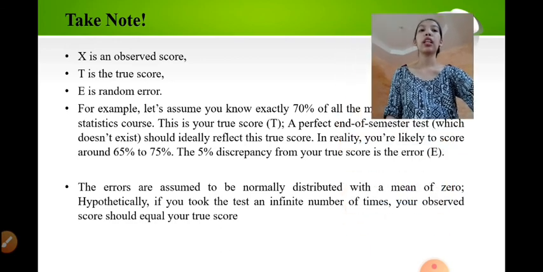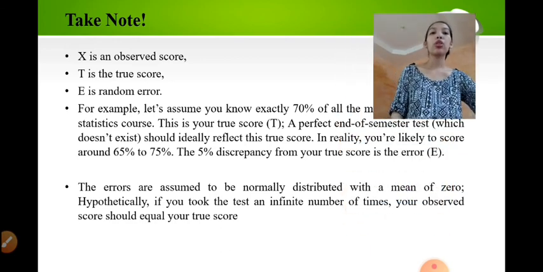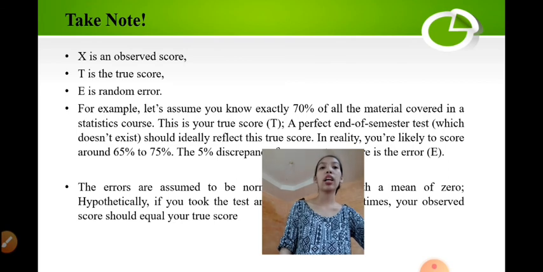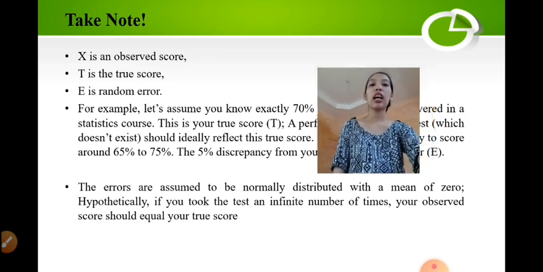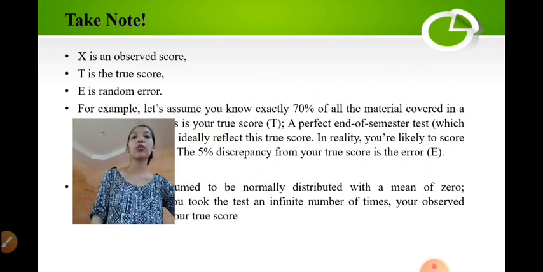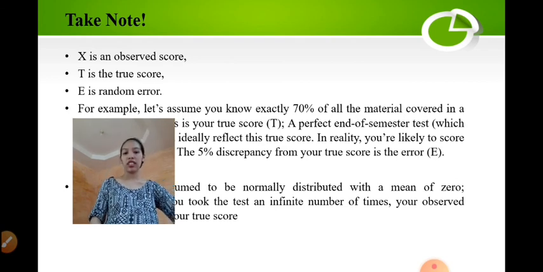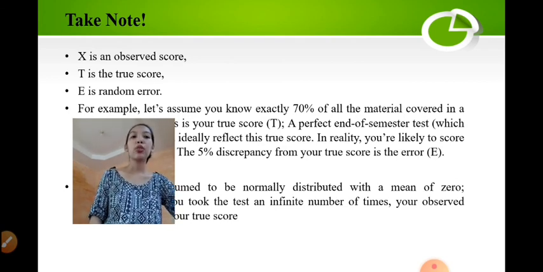For example, let's assume you know 70% of all the material covered in a statistics course. This is your true score, your actual or final score. A perfect end of semester test, which doesn't exist, should ideally reflect this true score. So in reality, your score is around 65 to 75%. The 5% that you did not get, the discrepancy from your true score, is the error. Gets? So that is your mistake.